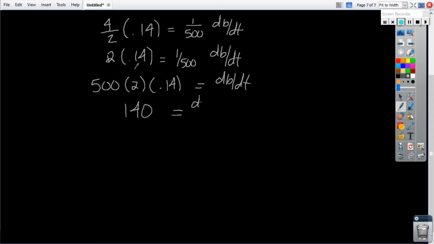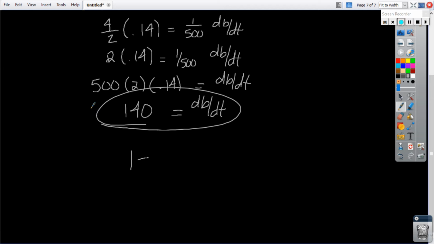And so now make sure your last step is to interpret, and this is very, very important. Always interpret your answer with the correct units. So this was 140, and remember this was that balloon rising up 140 feet per minute.